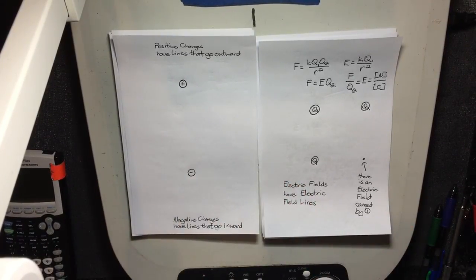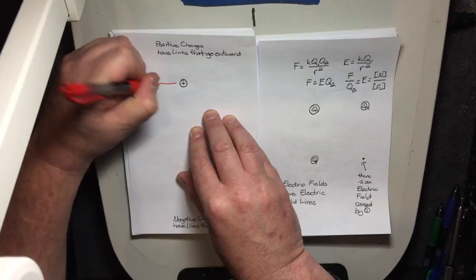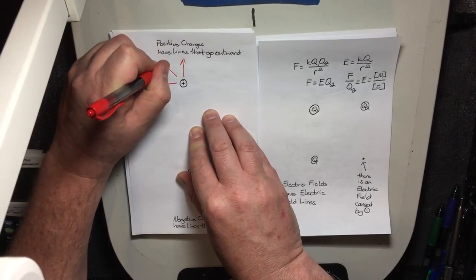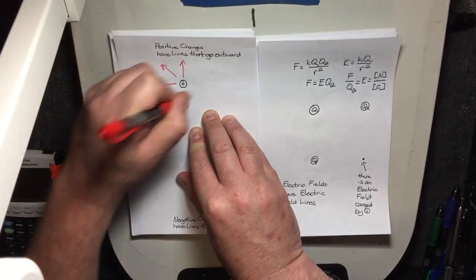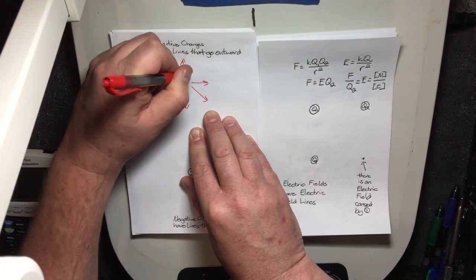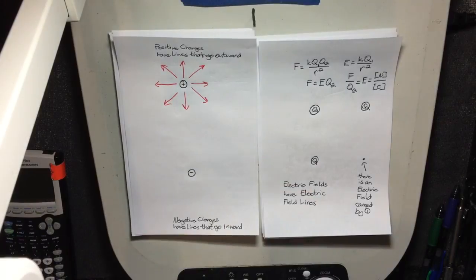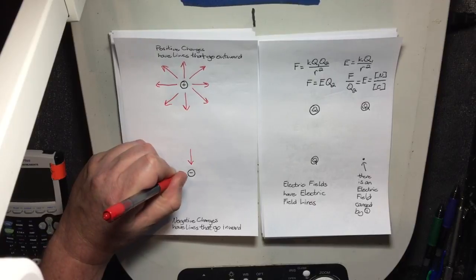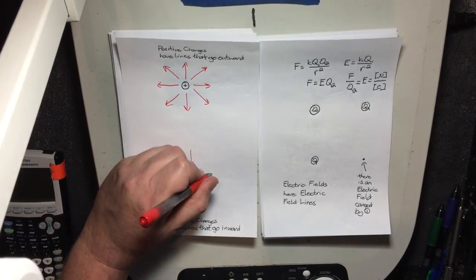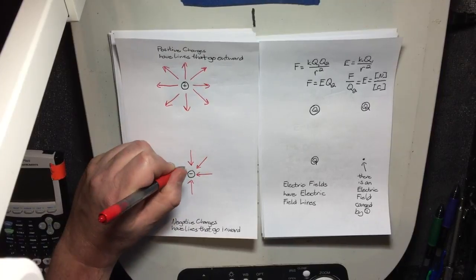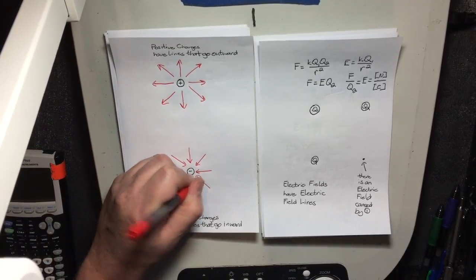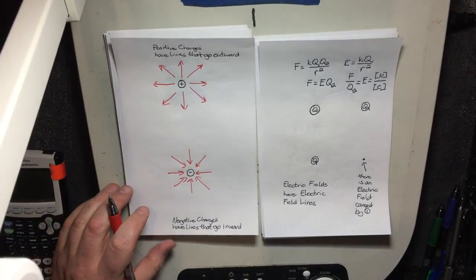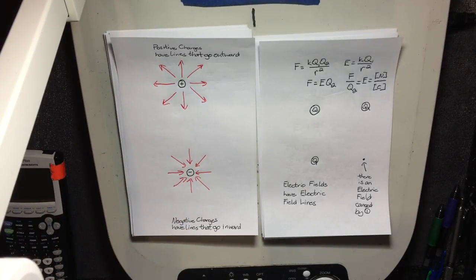So for a positive charge, their electric field lines look like this. They go outward. We don't draw all of them because then it would just fill up with electric field lines. For negative charges, the electric field lines go inward.